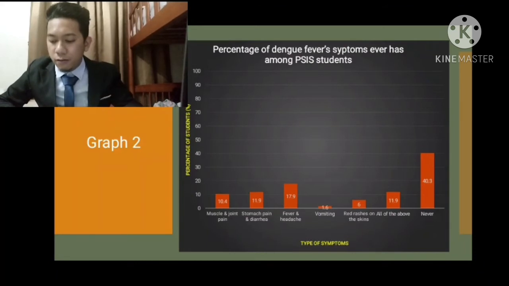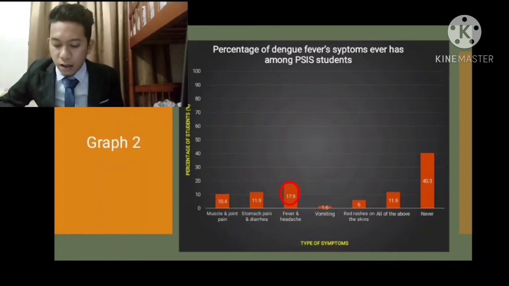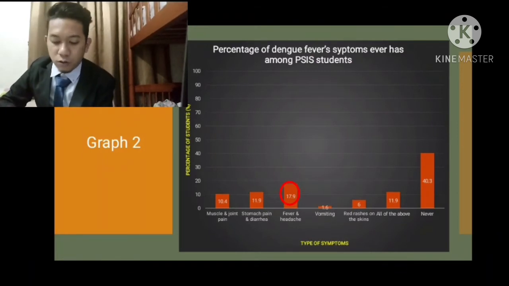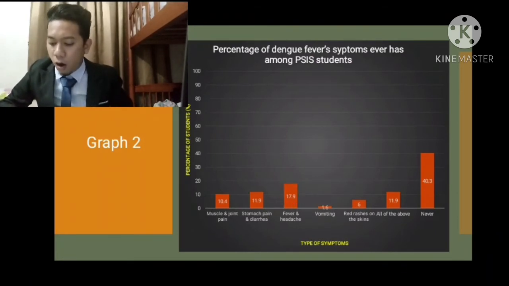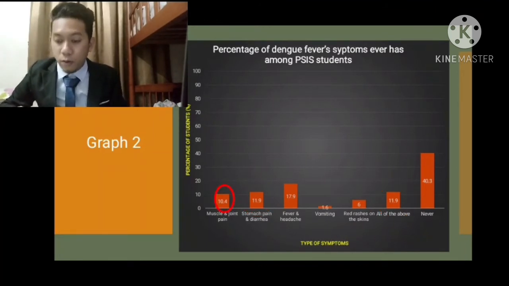Based on this bar graph, there are 7 differences answer for this vote. About 40.3% or majority of Psis students voted never. There are 70.9% that vote favor and headache, stomach pain and diarrhea, and all of the above has the sum rating of 11.9%. The poll we found was also muscle and joint pain as 10.4%.